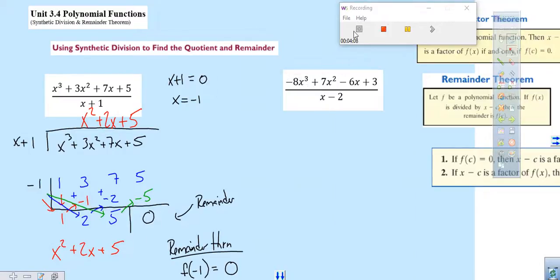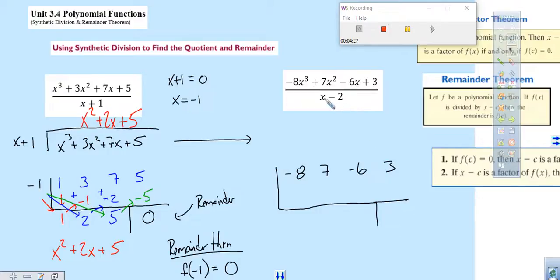All right, let's take a look at the next one real quick. Same thing, we set this one up, we won't write this part in there because we already have the idea. So we'll go right into the synthetic. We've got coefficients of -8, +7, -6, and +3.